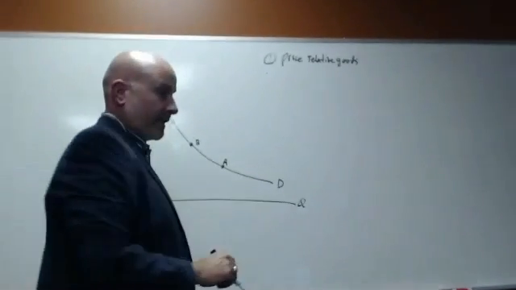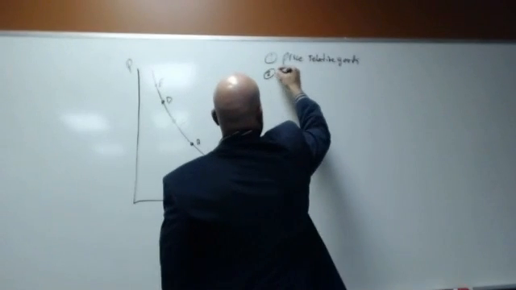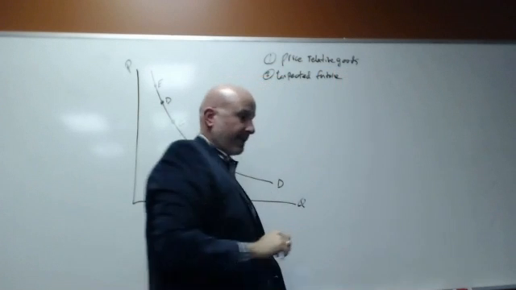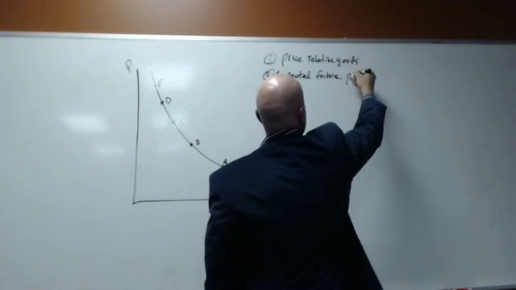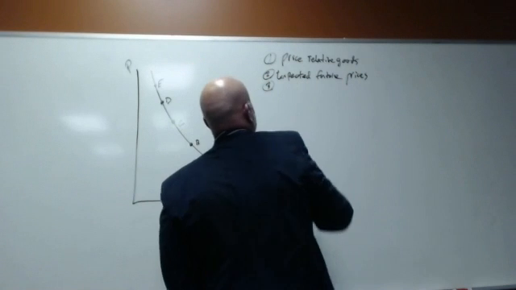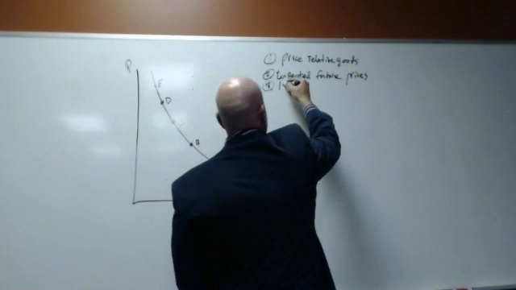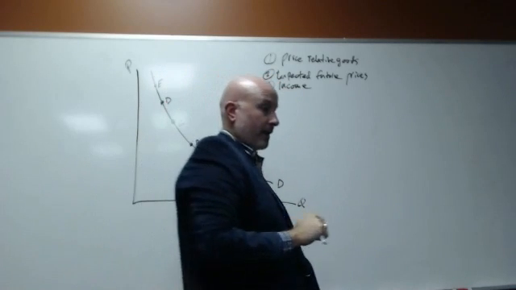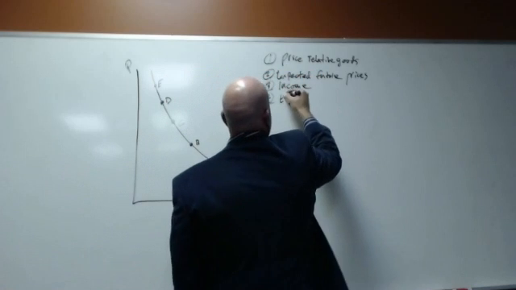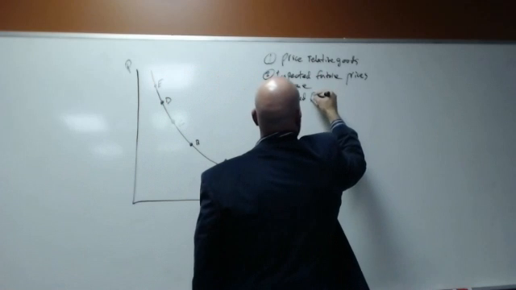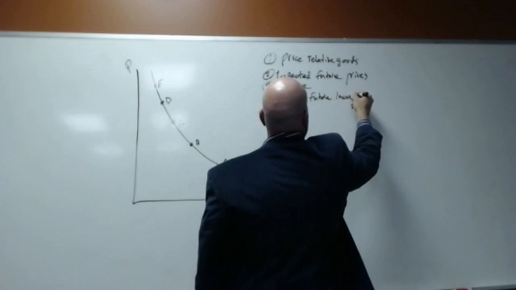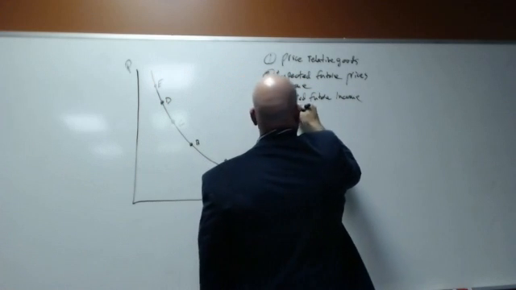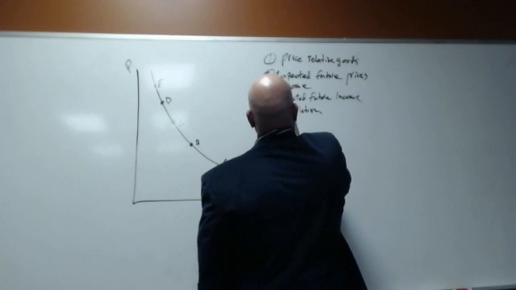So you see price of relative goods. And we'll talk about each of these, but expected: what's expected in the future? So expected future prices. What's number 3? We just talked about income. 4. Expected future income and credit. 5. Population. And 6, preferences.